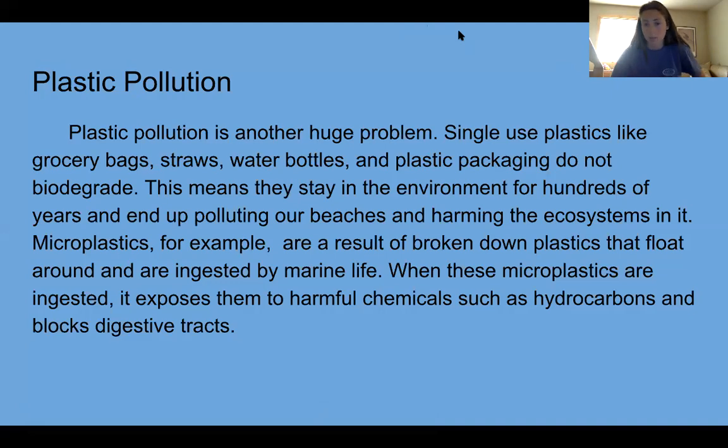So they're ingested by this marine life, and it exposes them to harmful chemicals such as hydrocarbons, and it blocks their digestive tract, so they don't feel hungry because their stomachs are full of plastic, so they pretty much starve themselves. So this comes back to us, because we are harvesting these fish that are digesting these plastics, so we are exposing ourselves to these harmful chemicals, which doesn't really make much sense of why we would keep using these single-use plastics, because it goes in a full-blown cycle.